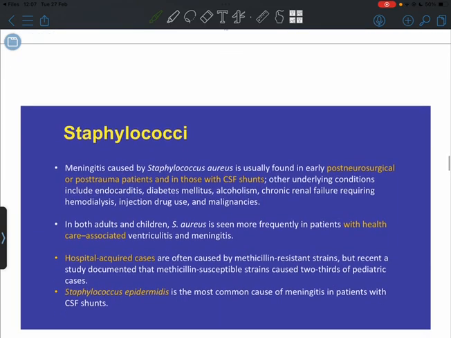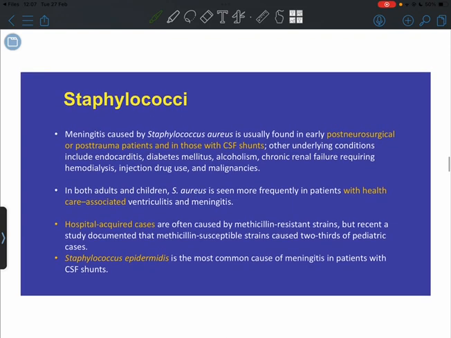Staph also causes meningitis, all right? And normally we're looking at a neurological procedure, and we're looking at a shunt, a CSF shunt. Have you heard of a CSF shunt before?